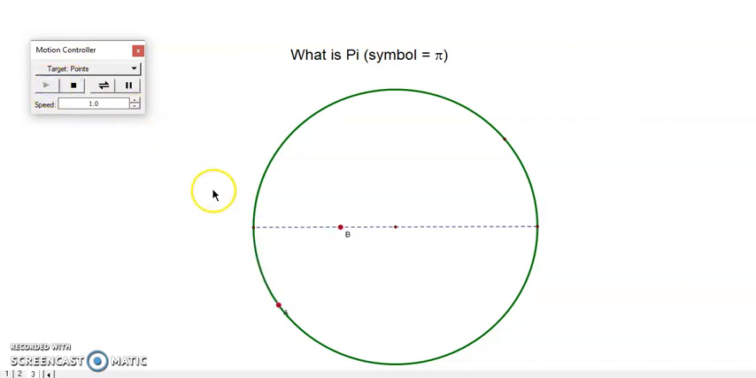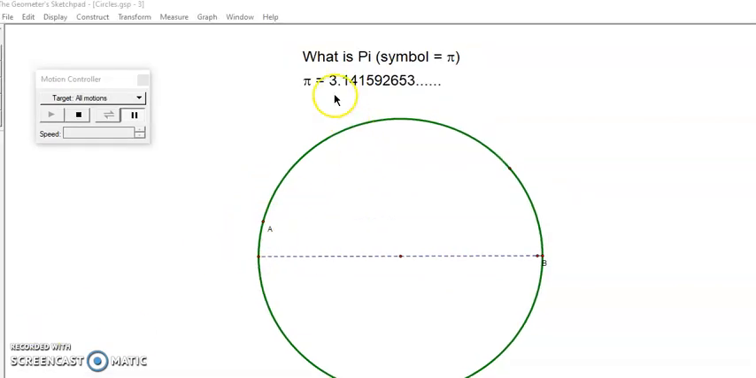So we're counting how many times B will go back and forth. So that's half, that's 1, 1.5, 2, 2.5, B's almost there, and it's 3. So you see 3 diameters. A has traveled 3 diameters, and it still has a little bit more to go. So that's 3, and this part here is the 0.14. That's the value of pi. It's 3.14. So as we saw, pi is 3.14.